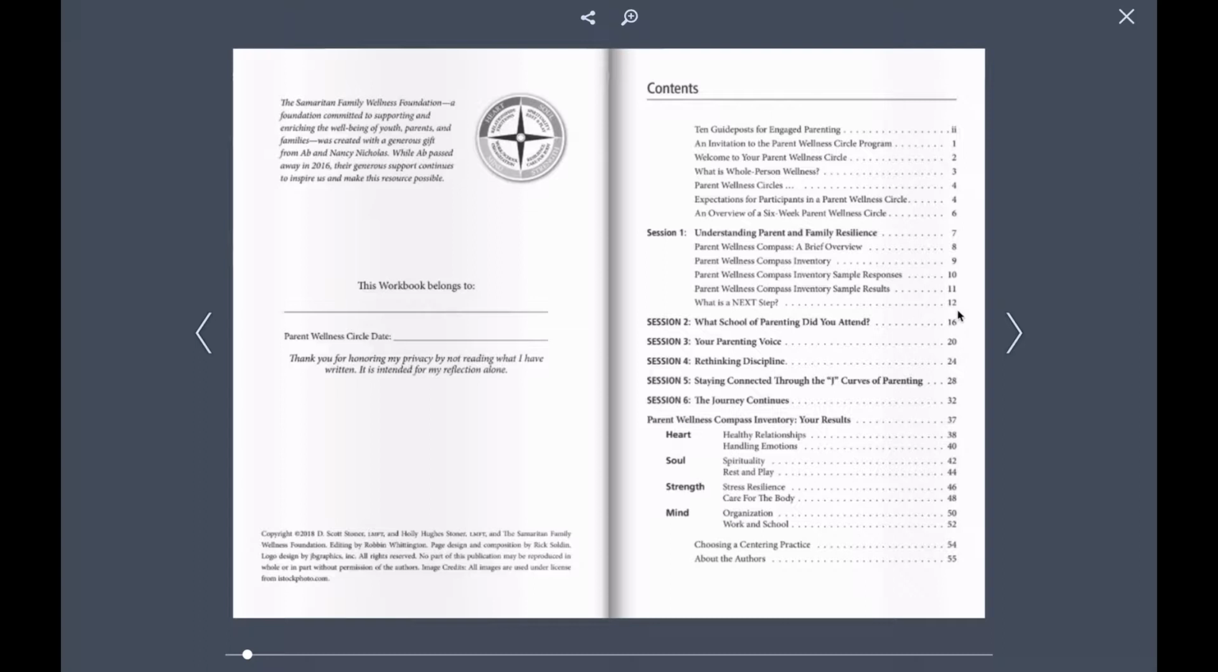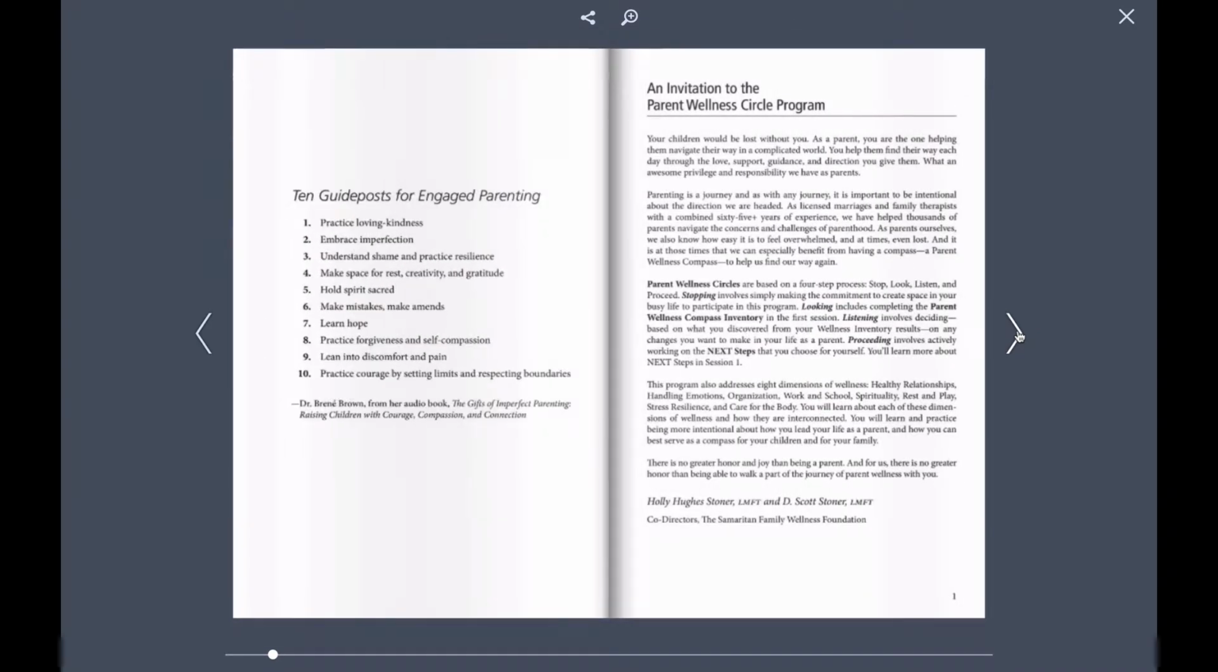Then on the right-hand side, you'll see the table of contents. Almost the top half is what you're going to be covering in the first session. All the guidelines, the welcome and expectations are in that beginning part, and then there's the lesson, followed by the inventory. All that's happening in the first session. Then it shows you the titles of the other sessions. And in the back of the book, which we'll get to in a little bit, is the inventory. So you might just want to orient them to that.